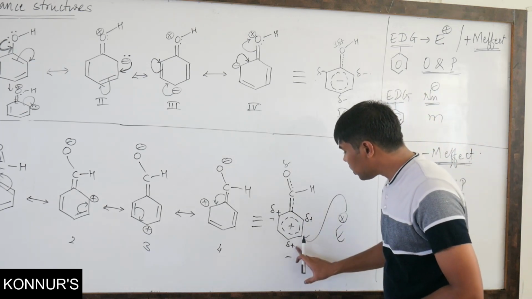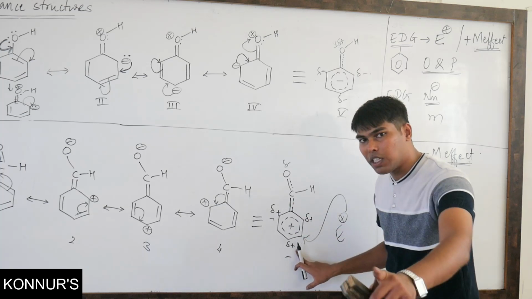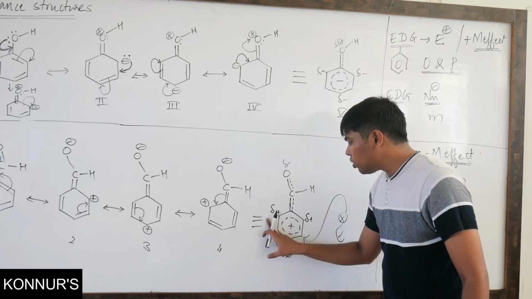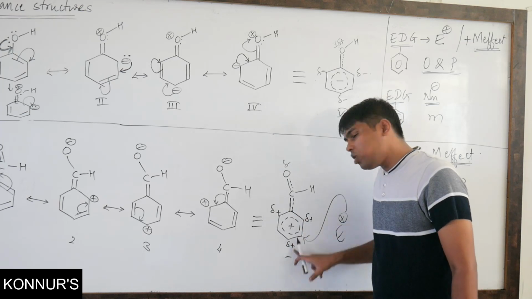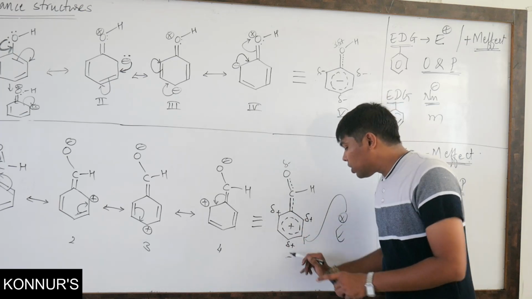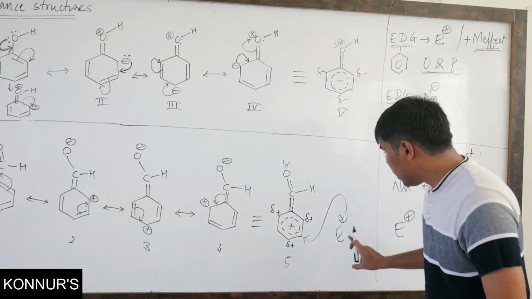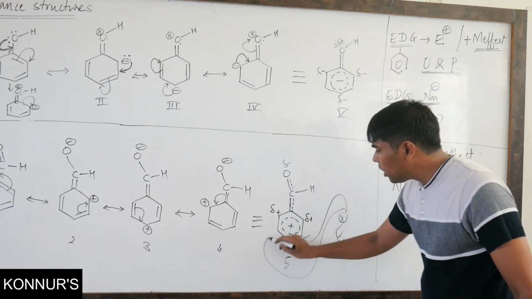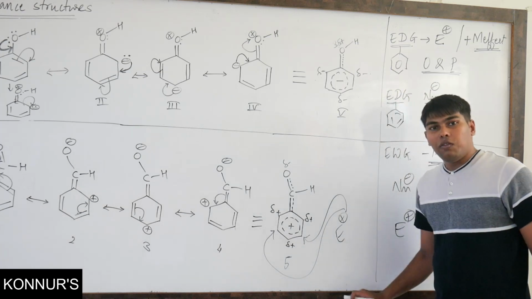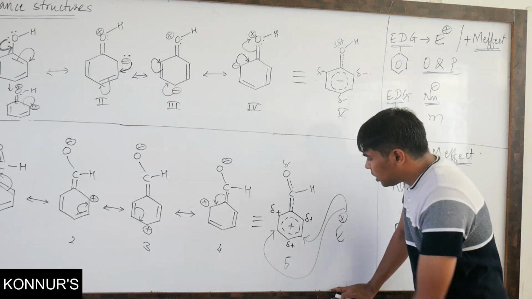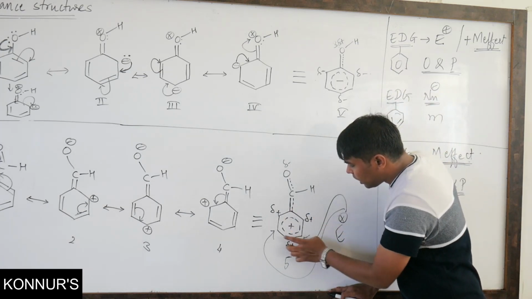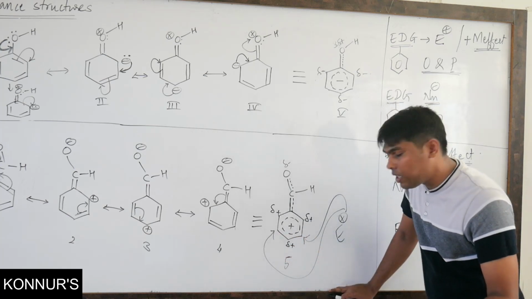Compared to these positions, here there is a positive charge, which means electron deficiency is there. Here, no positive charge means, compared to these positions, this position at that point of time acts as a nucleophile. So the electrophile attacks that position which is nucleophilic in nature. Compared to these electron deficient positions, this seems to be electron rich now.